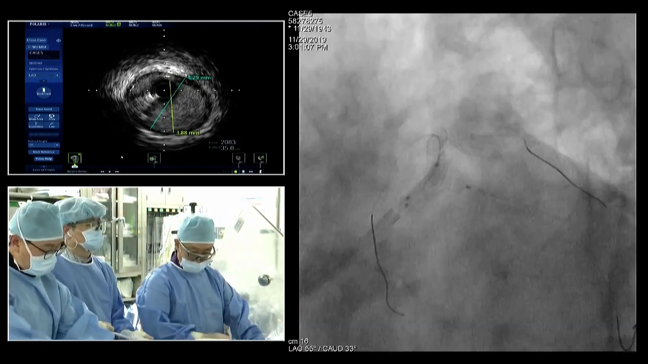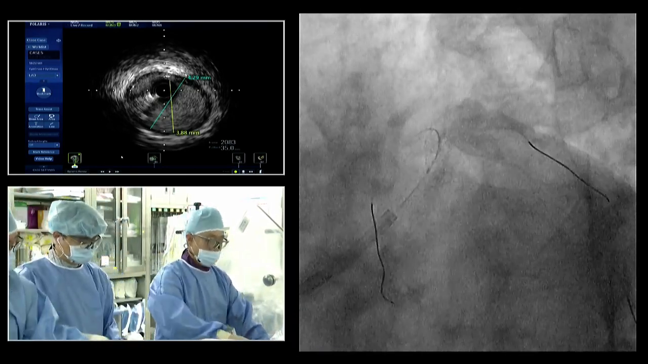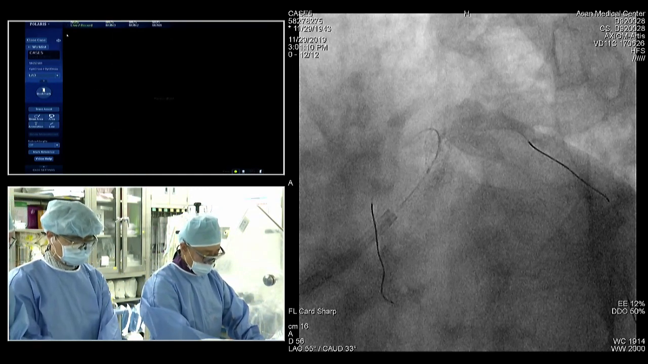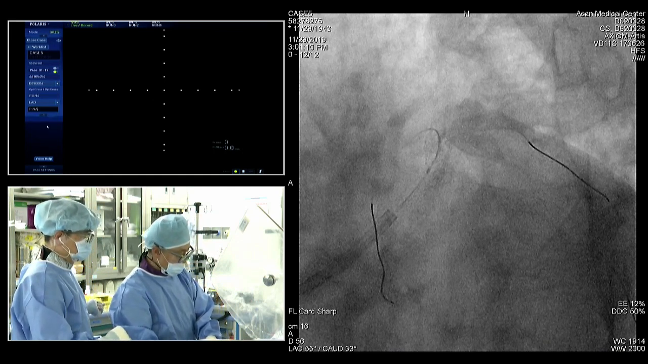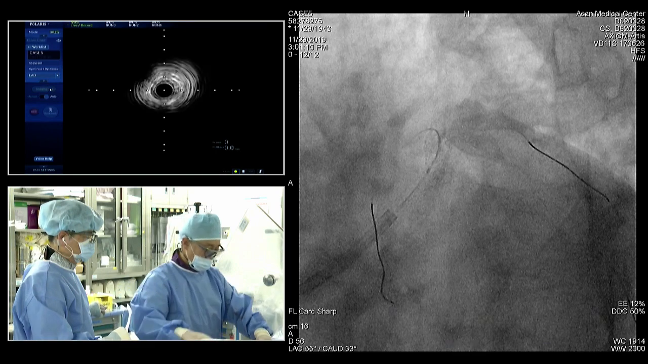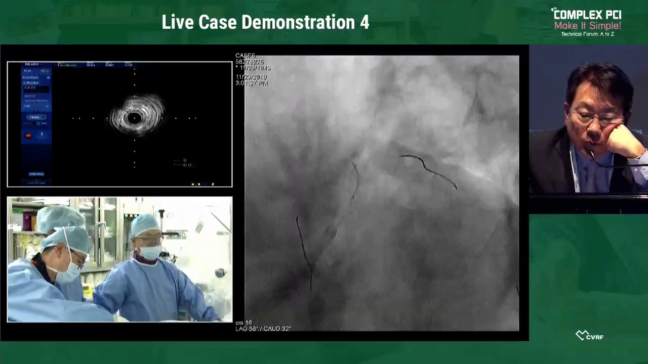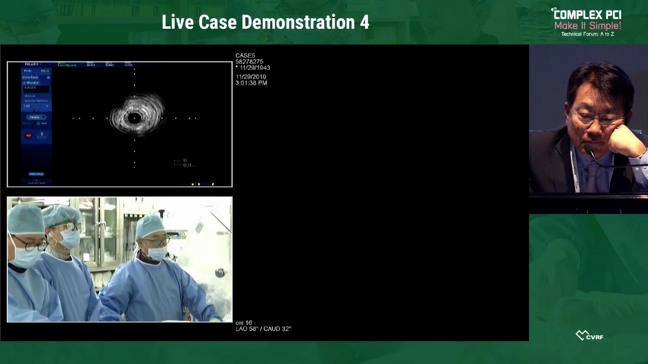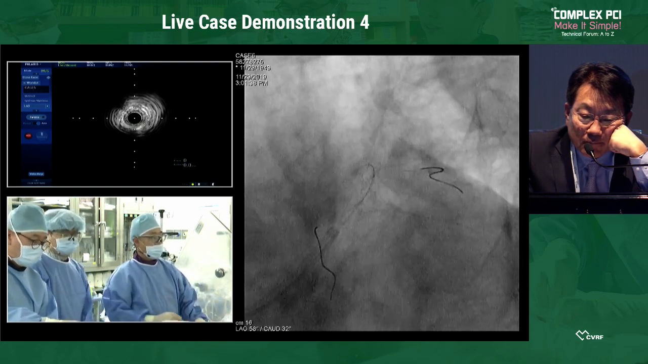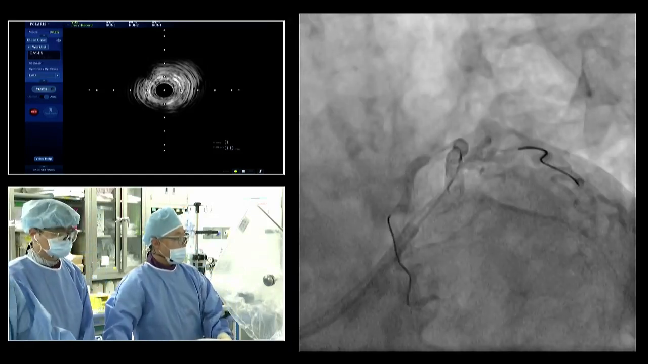Okay, here we're going to check the angio, and then finally check the IVUS. Slowly. Give it a right view. Okay, angio first. Let's take an angio. Wait. Okay, ready? Shot. Okay. Great, great. Would you show us another view?